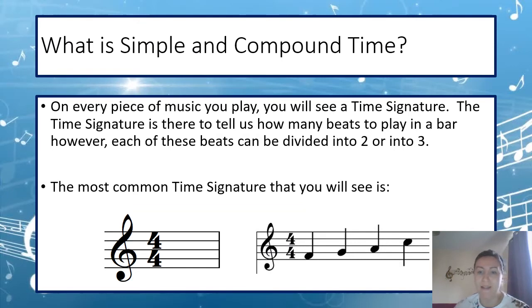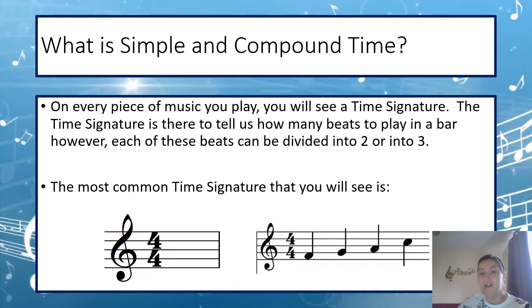So what is simple and compound time? On every piece of music that you play, you will see a time signature. The time signature is there to tell us how many beats to play in a bar. However, each of these beats can be divided into two or into three.